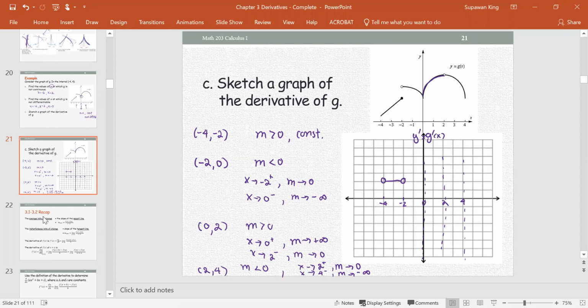On the right side of -2, the slope approaches 0. On the left side of 0, the slope approaches negative infinity. Next, the part between 0 and 2. On the right side of 0, the slope is approaching positive infinity. And then on the left side of 2, the slope approaches 0.